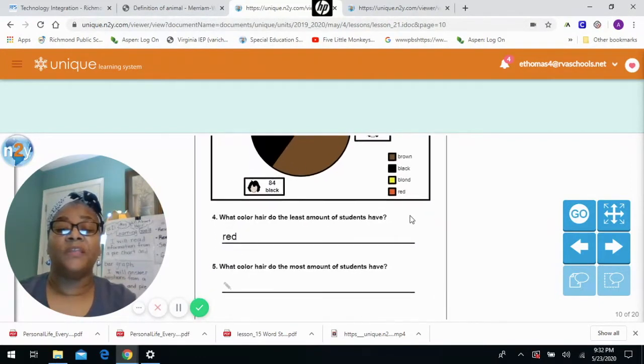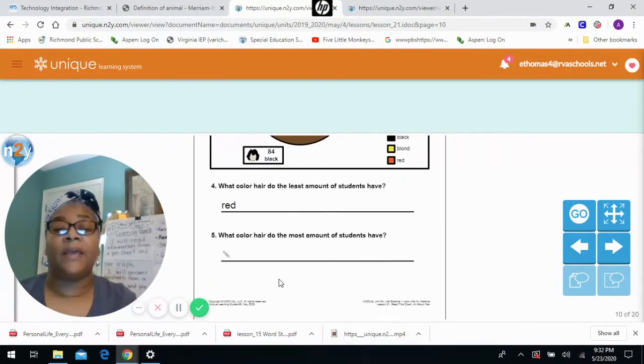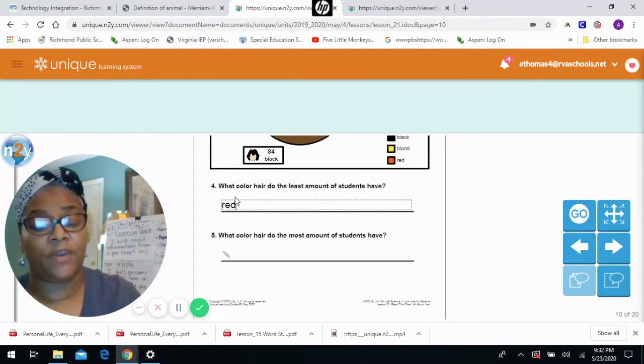Okay. And then we would say, and remember when we answer our questions, we could say, the least amount of students with red hair is 33. The least amount of students have red hair. We can put it in a complete sentence. The least amount of students have red hair. Let's put the word hair there, okay? That's when we answer a question completely.